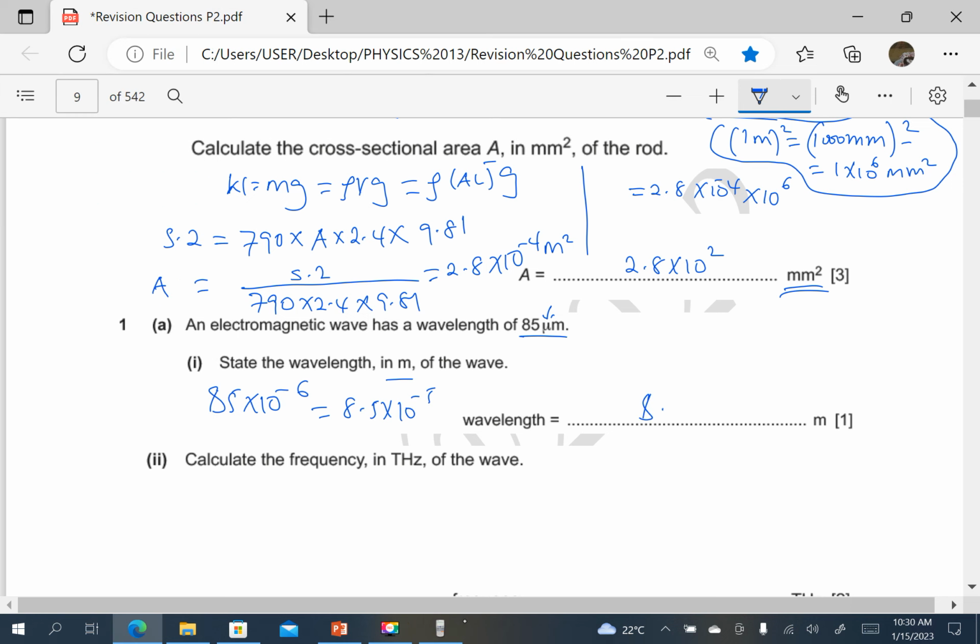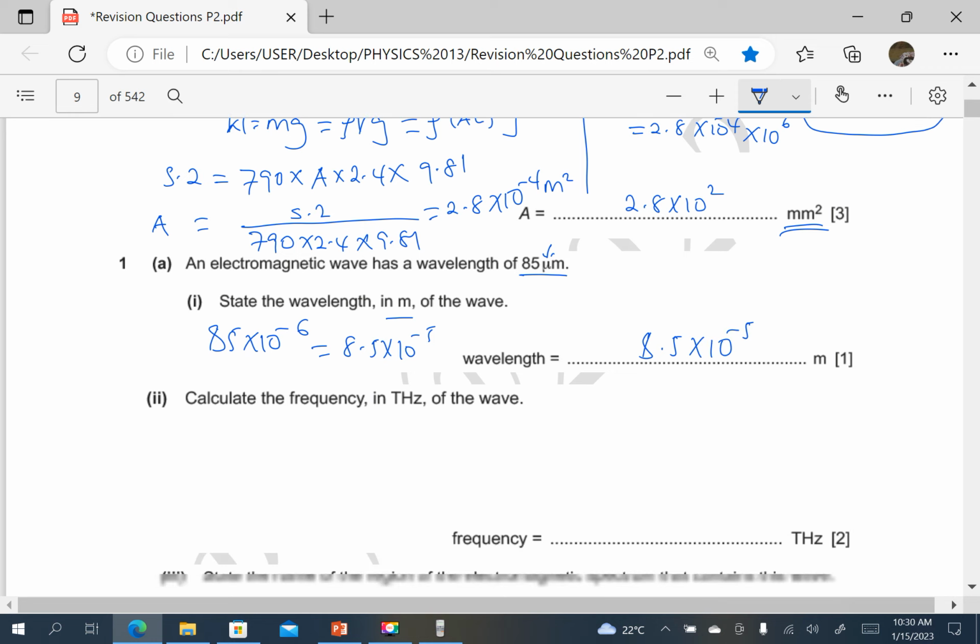8.5 times 10 power negative 5. Calculate the frequency in terahertz of the wave. Frequency. From the general wave equation, we know that the frequency is going to be v over lambda, or c over lambda. Since this is electromagnetic, the speed is the speed of light.